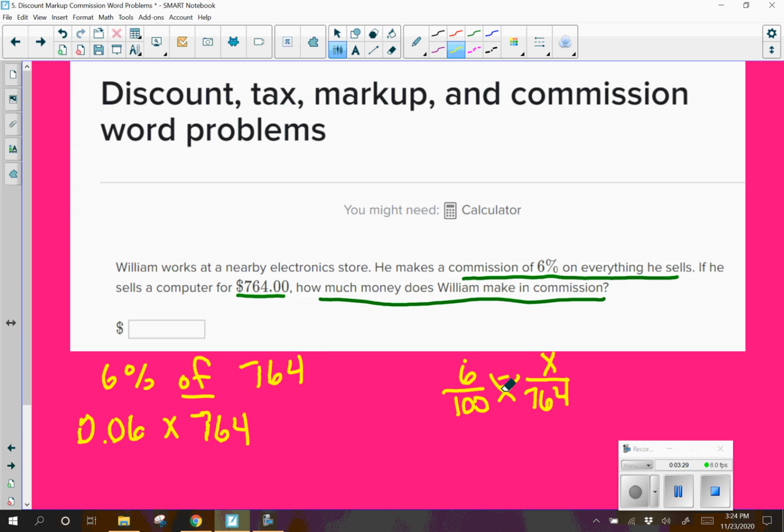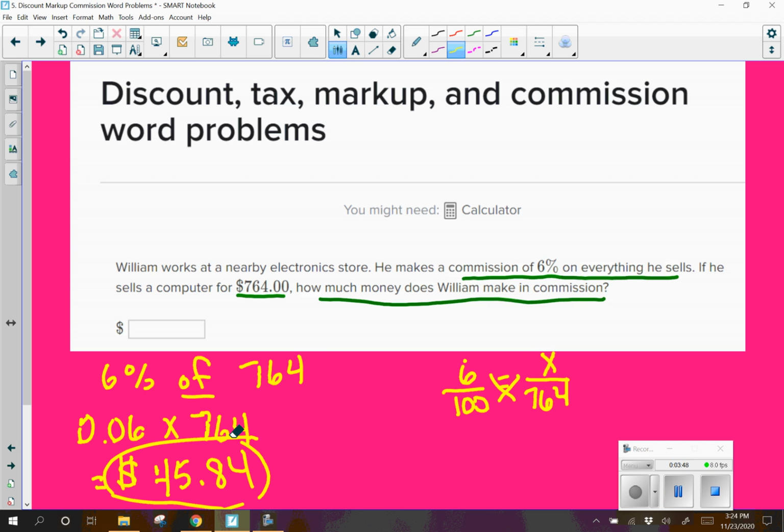I'm going to go ahead and multiply 0.06 times $764, and that gives us a commission of, in our final answer, $45.84. And that would be your answer.